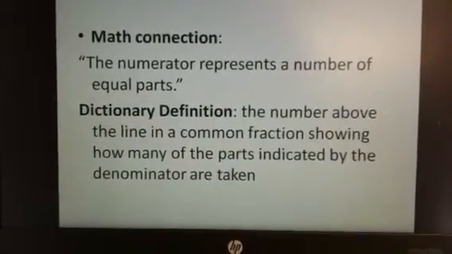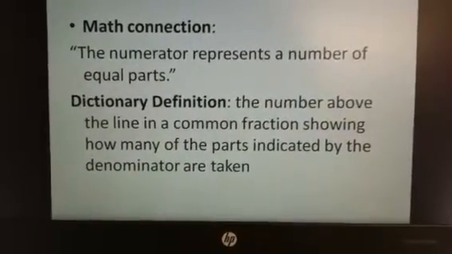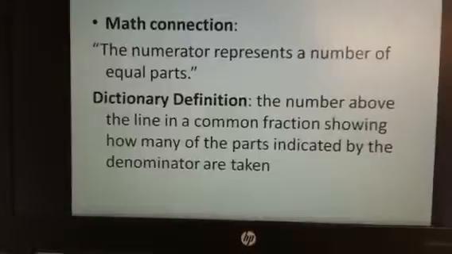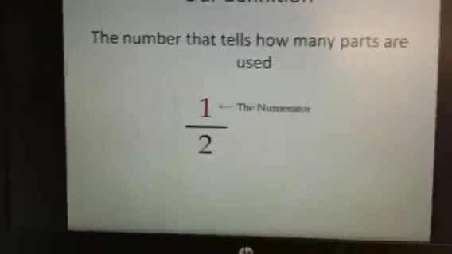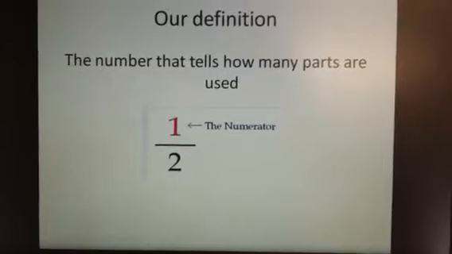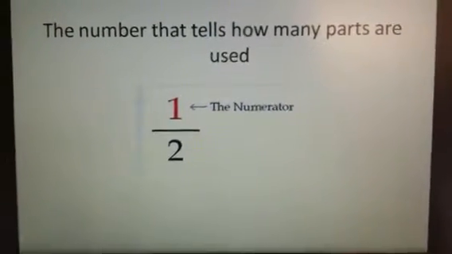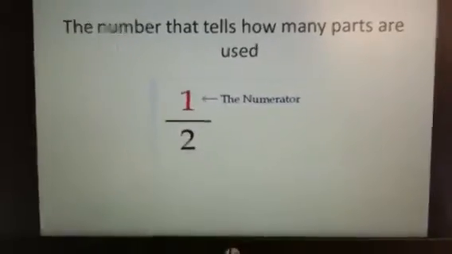The dictionary definition is the number above the line in a common fraction showing how many of the parts indicated by the denominator are taken. That's a lot. So we're just going to remember it by the number that tells how many parts are used. For example, 1 out of 2 parts is used here in the numerator for 1/2.